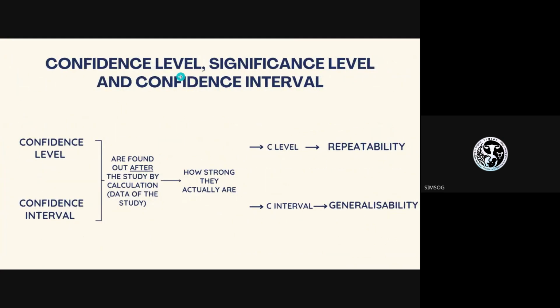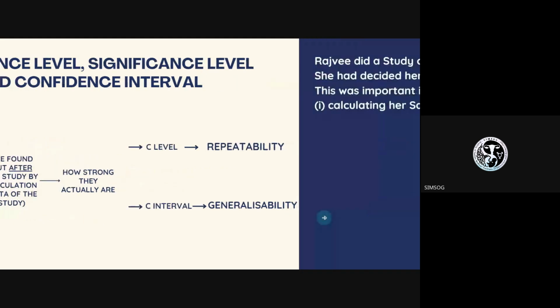Whereas your confidence interval and confidence level are found out or spoken about after the study by calculation using the data of the study. So they tell how strong the study data actually is. Your confidence level will tell about the repeatability, whereas your confidence interval will tell about the generalizability. Let me give an example.